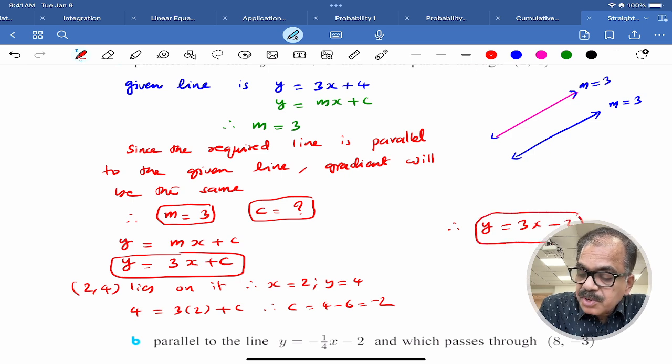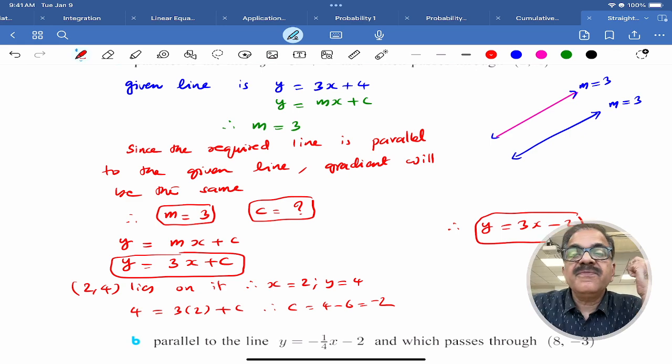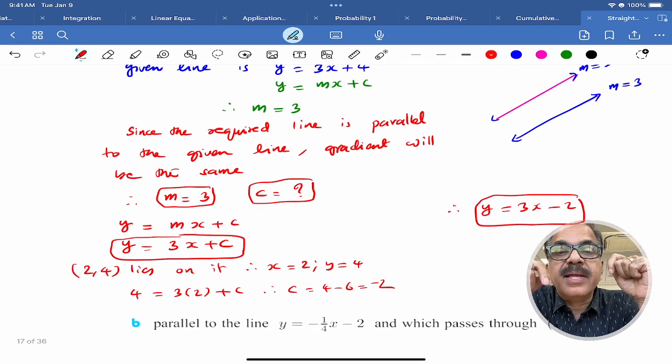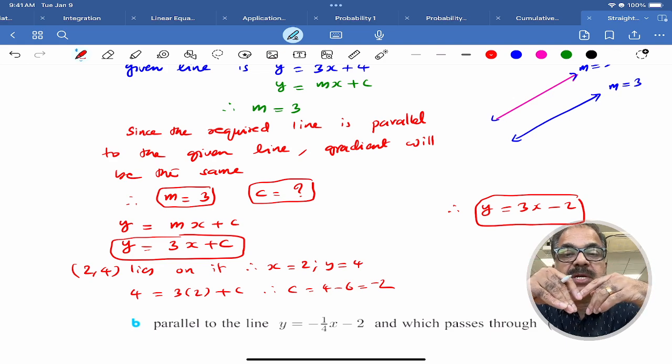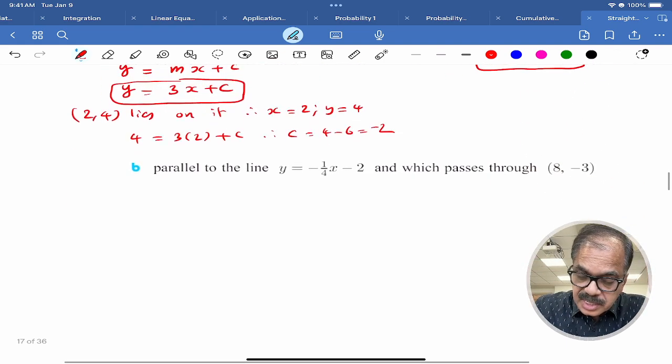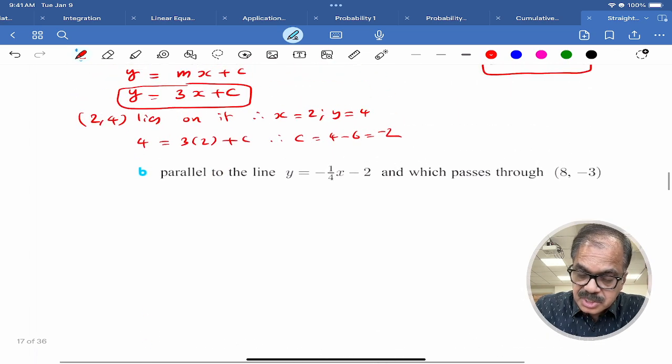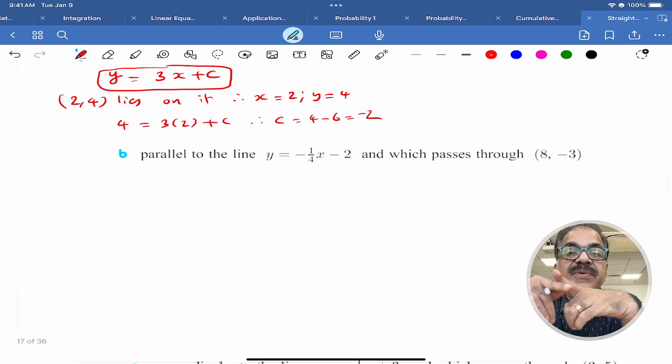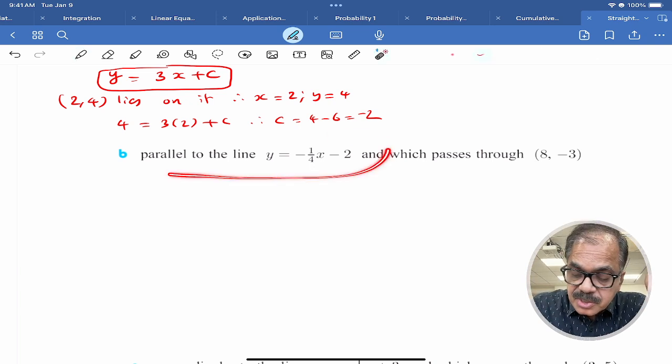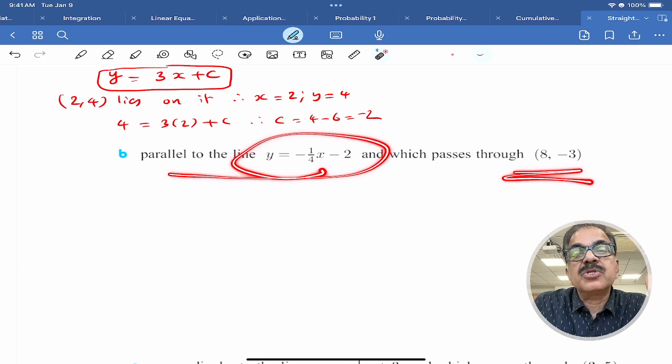So we talked about one result here. If two lines are parallel, then their gradients are going to be the same. That's the result we used in this particular question. So we have one more question like that. Quickly, let's work out that question. And then we have a slightly different idea. So it says here again, find the equation of a line that is parallel to this given line and it passes through the point (8, -3).